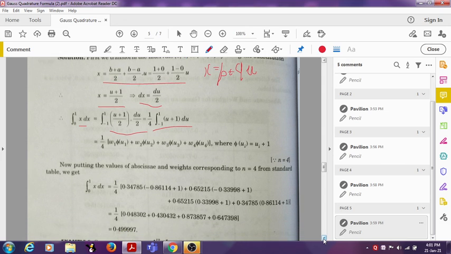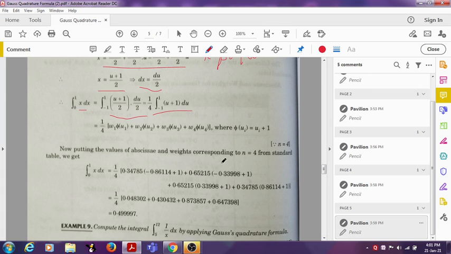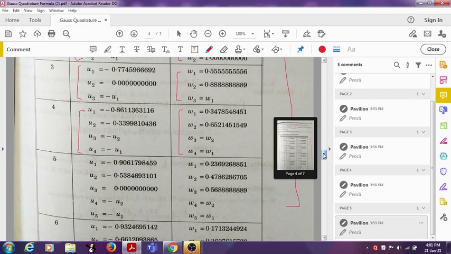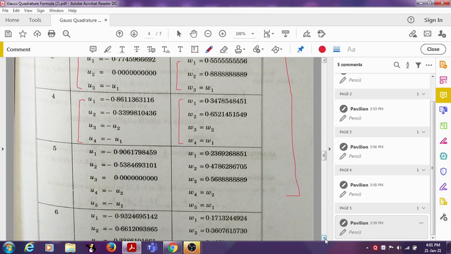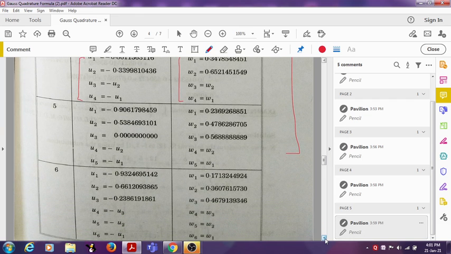Now we are solving this formula for n equal to 4. So we are to use the corresponding values for n equal to 4. So we move on to our table. If we look here, for n equal to 4, u1, u2, u3, u4 are these values, and their corresponding weights are w1, w2, w3, w4. So we use these values in solving this question.